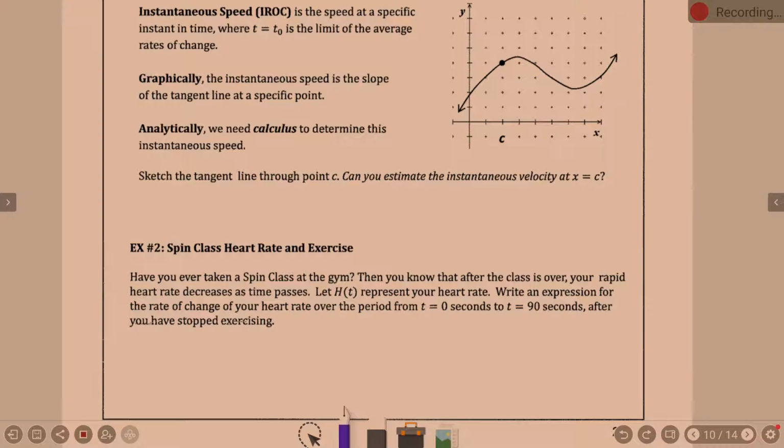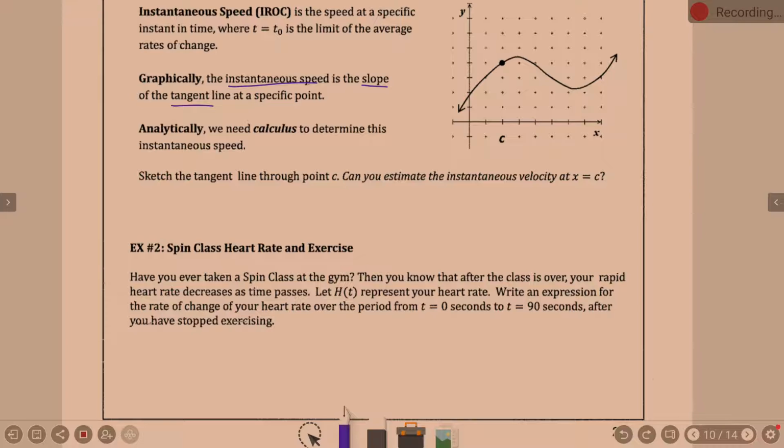Now, instantaneous. So IROC is the speed at a specific instance in time, where t is equal to t naught, the limit of the average rates of change. I totally butchered reading that. Okay. Instantaneous speed, limit of the average rates of change. That's what I need to be saying. Graphically, instantaneous speed is the slope of the tangent line. Do you remember what I mean by a tangent line?